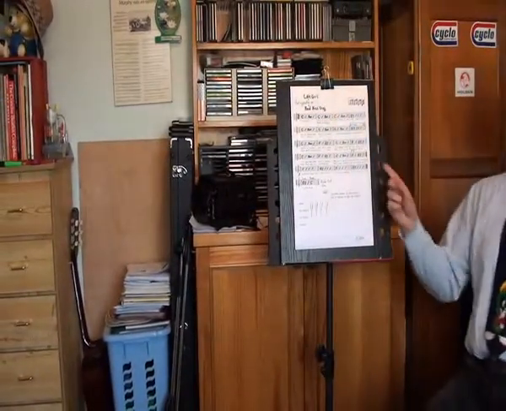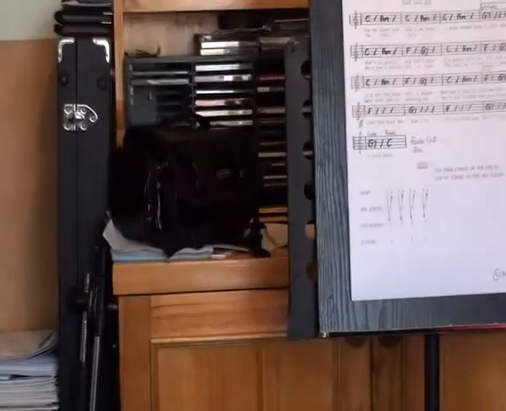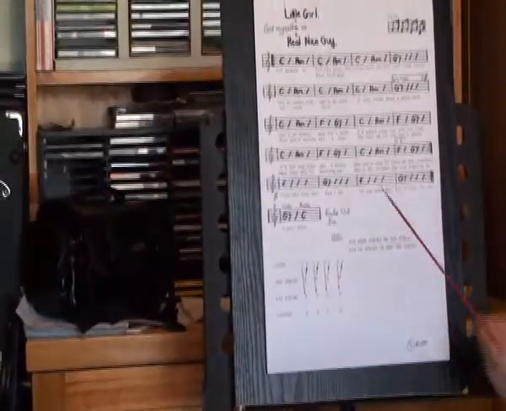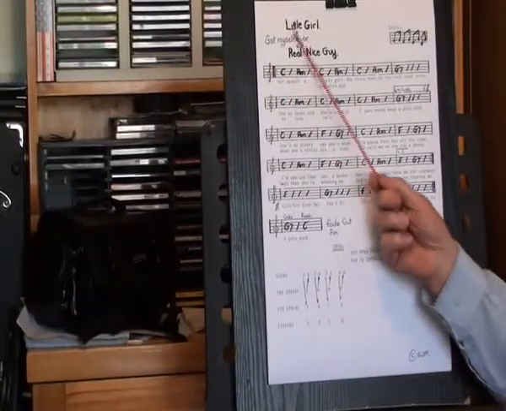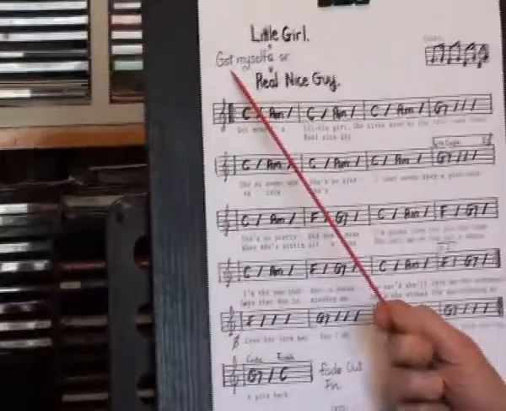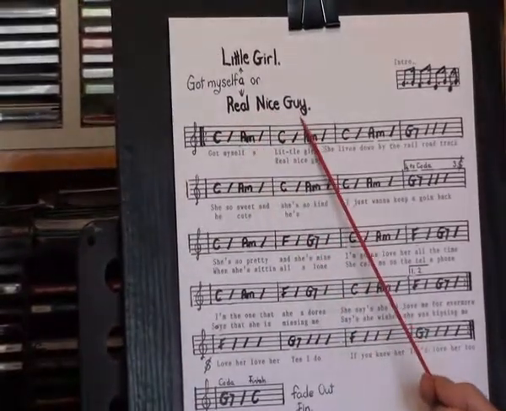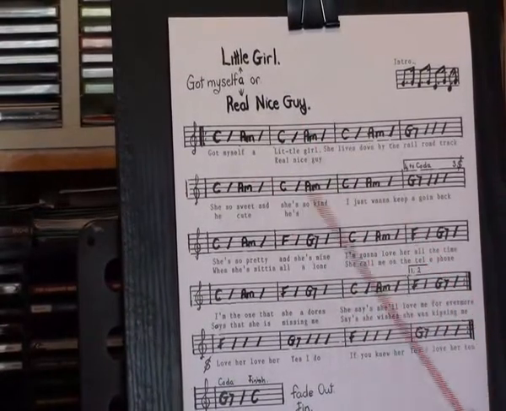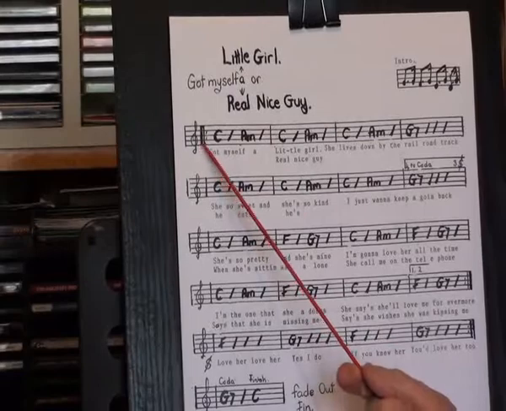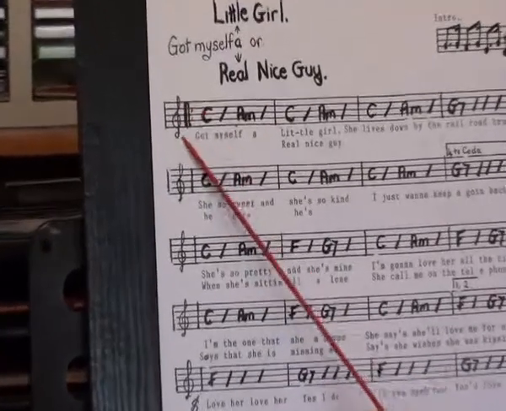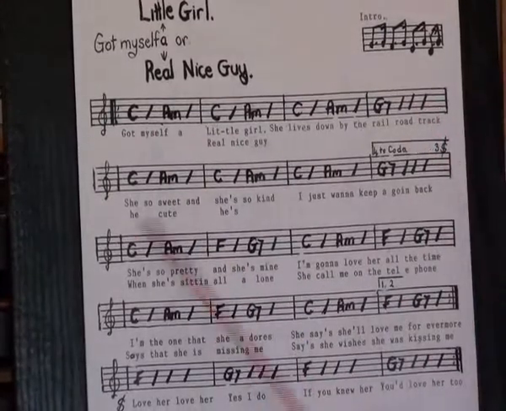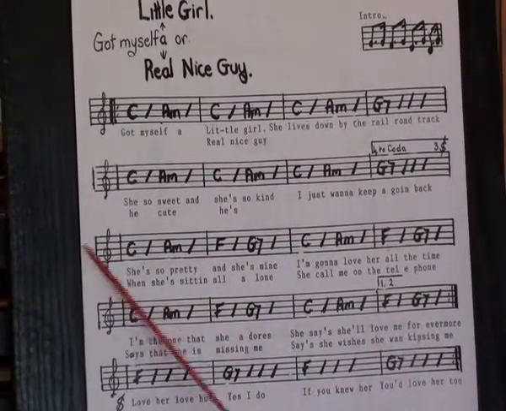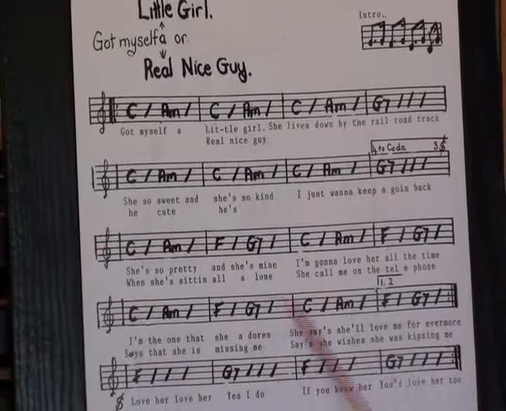Okay, this is a song, me pointer, and it's called Got Myself a Little Girl, or if you're a lady, Got Myself a Real Nice Guy. So either one, okay? Now, if we start here, we've got the double dots and the double lines, so we go all the way through, right through, and we come to the double lines.